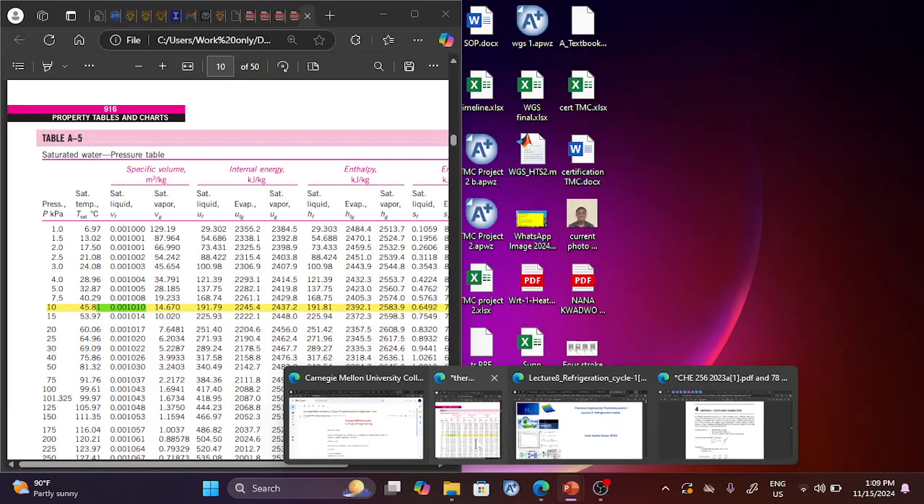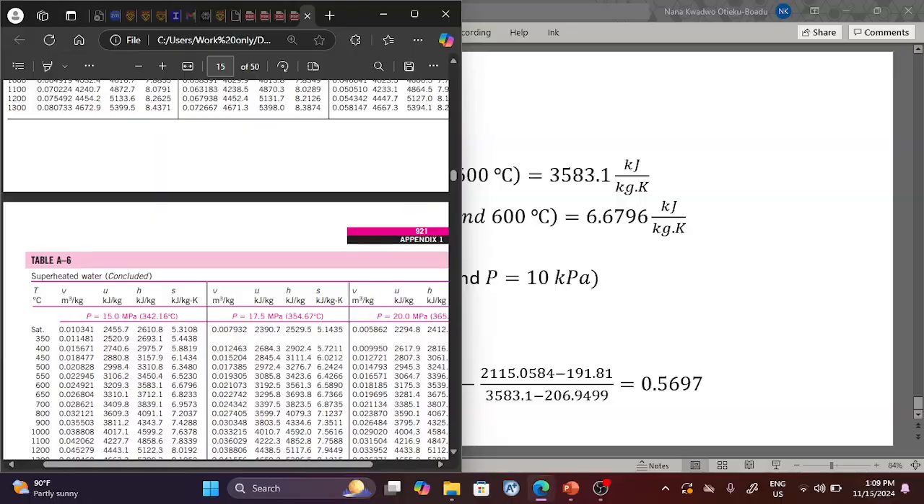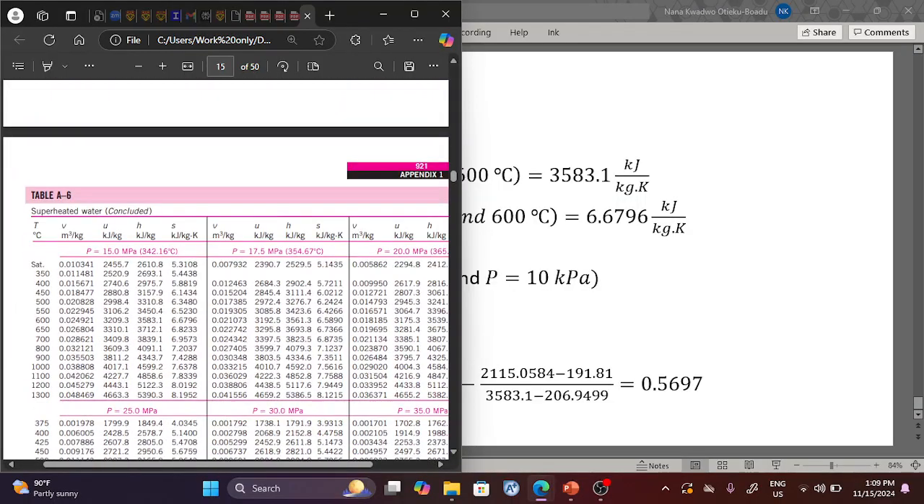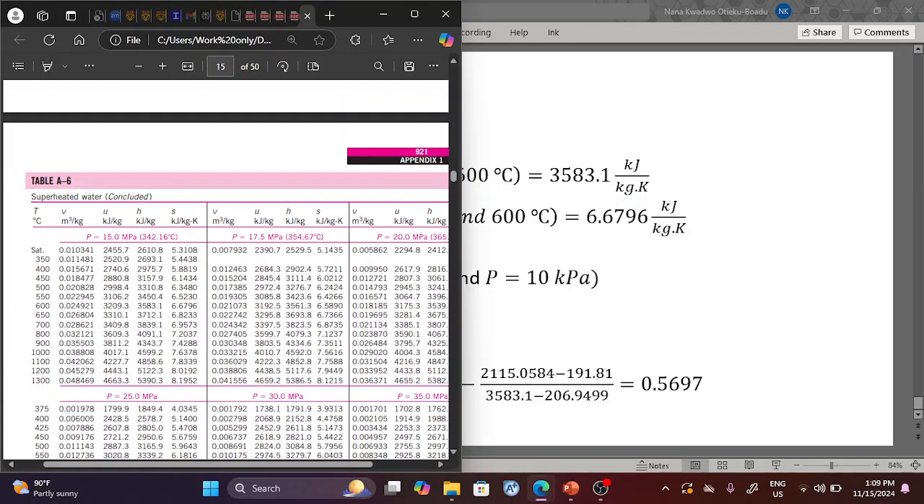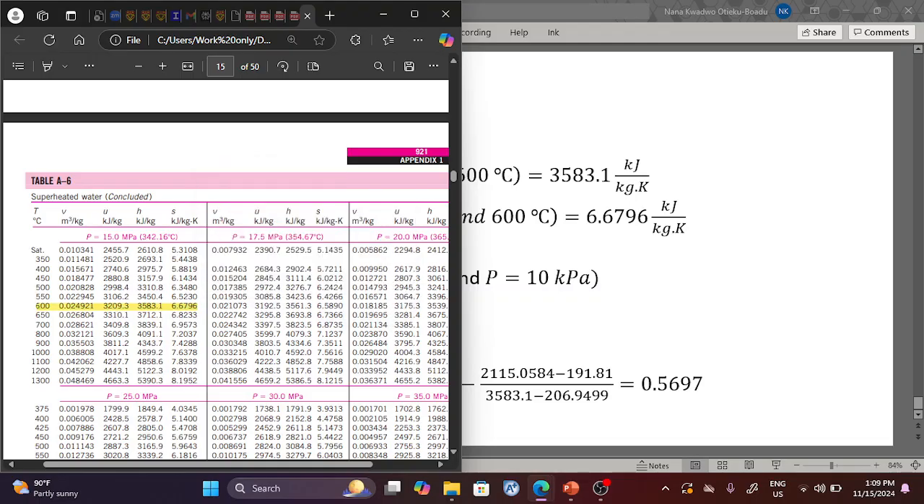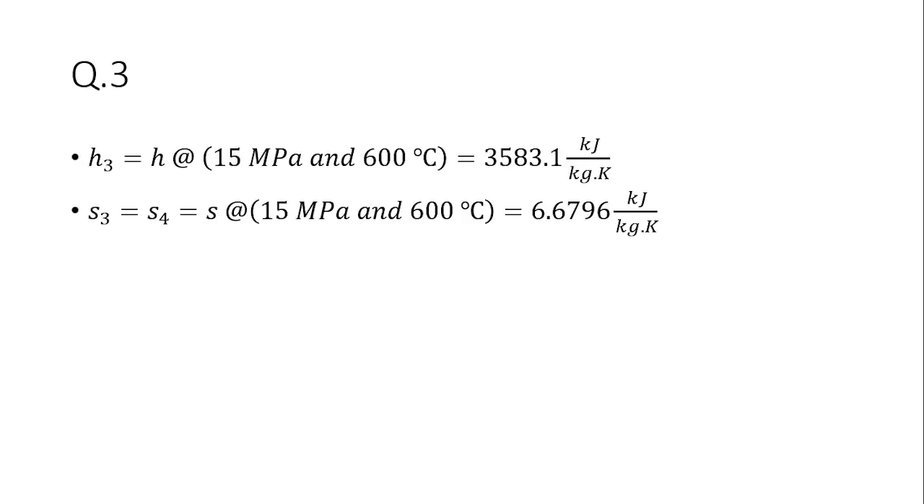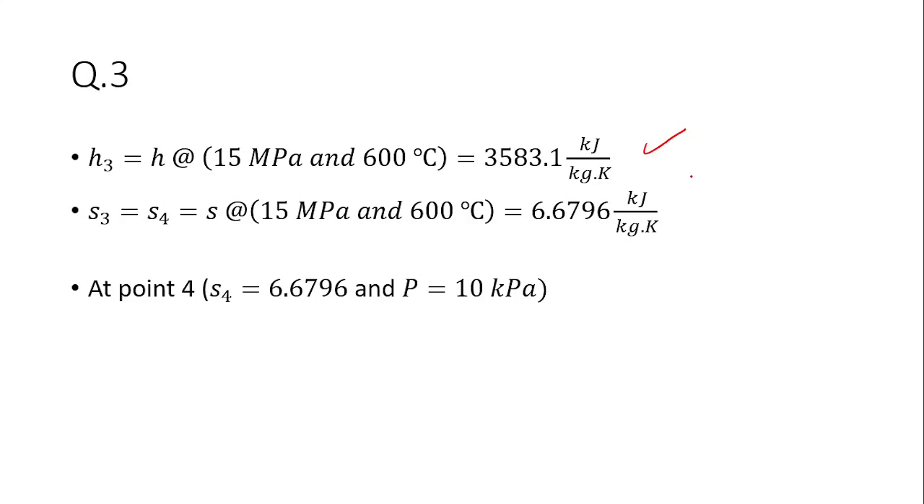15 megapascal and 600 degrees Celsius, so that's superheated. So we know it's going to be superheated. So I look for 15 megapascal, I look for 600 degrees Celsius. So that's here, right? The values are 3583 and 6.6796 for the enthalpy and then the entropy. So we can take it from there. So we can read those values H3 and S3.